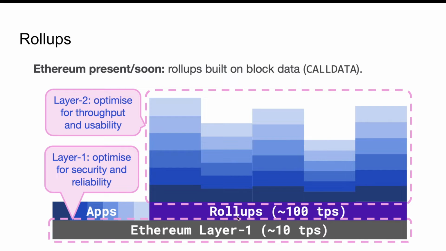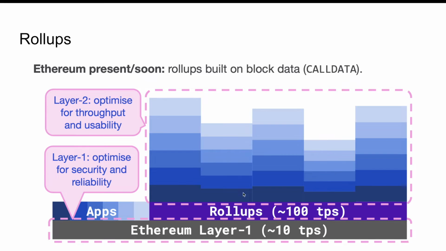So here, as you can see, Ethereum layer one has around 10 transactions per second. Then rollups are built on top of Ethereum, and they make some sacrifice in terms of decentralization, but they are dependent on Ethereum layer 1 for security and reliability, and they optimize for high throughput and usability. And then they achieve around 100 transactions per second currently. Examples include Optimism or Arbitrum.